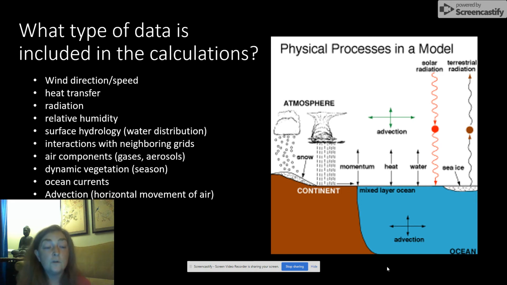And of course, we have to also look at the ocean currents. What are the oceans doing? Because the ocean is connected to the atmosphere at the horizon, right, at sea level. And then you also look at advection, which is the movement of air, left to right, top to bottom in the air column.